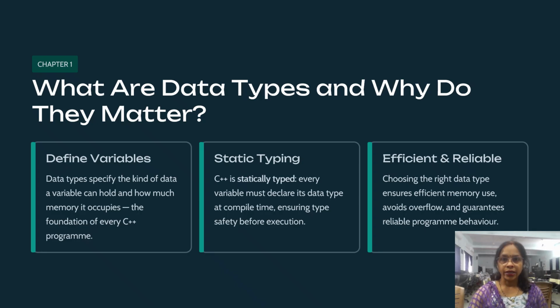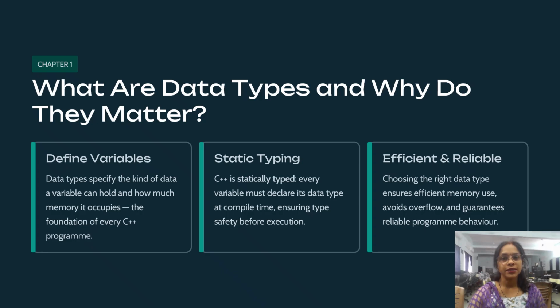What are data types and why do they matter? Let us start with the simple question. What is a data type? A data type specifies what kind of data a variable can hold, how much memory it occupies, and how the computer interprets the data. For example, if we store age, we use int. If we store price, we use float or double. If we store a character, we use the char data type.